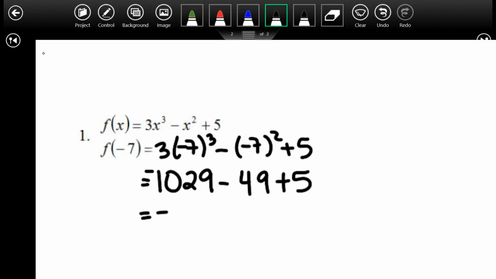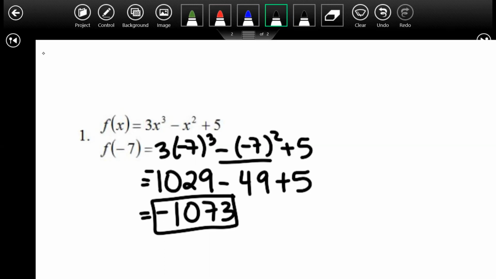Wait, but isn't it a positive 49? Oh. 1,073. Yeah, isn't it a positive? What? -7 times -7 is positive 49. Times the negative again makes it negative. This right here is negative. You don't just change it.